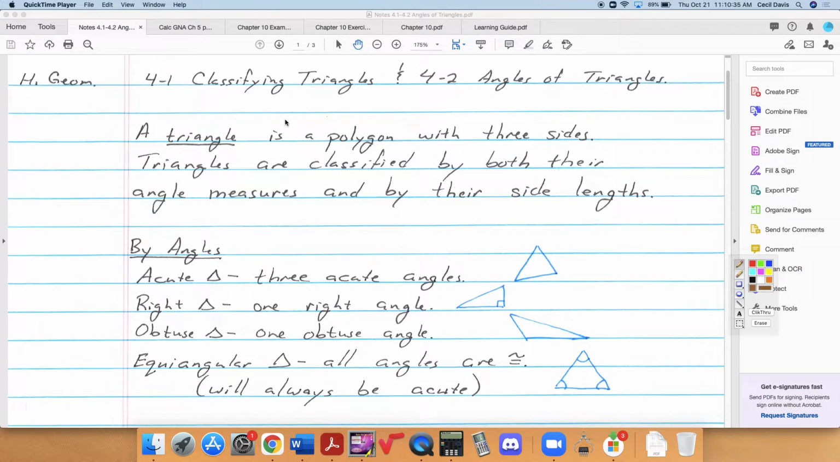So remember that a triangle is a polygon with three sides. And we've talked about polygons before because it came up in our logic unit. Things like hexagons and octagons and all kinds of other ones.